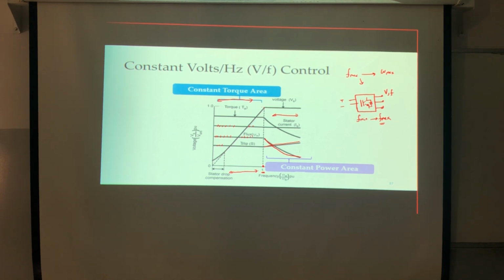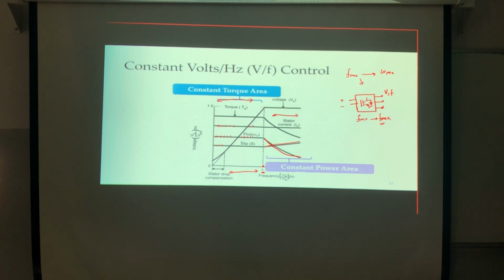So I will tell you that this inverter can provide a frequency control from 5 Hertz until 100 Hertz. In this case, F minimum will be 5 and F max will be 100. Good.